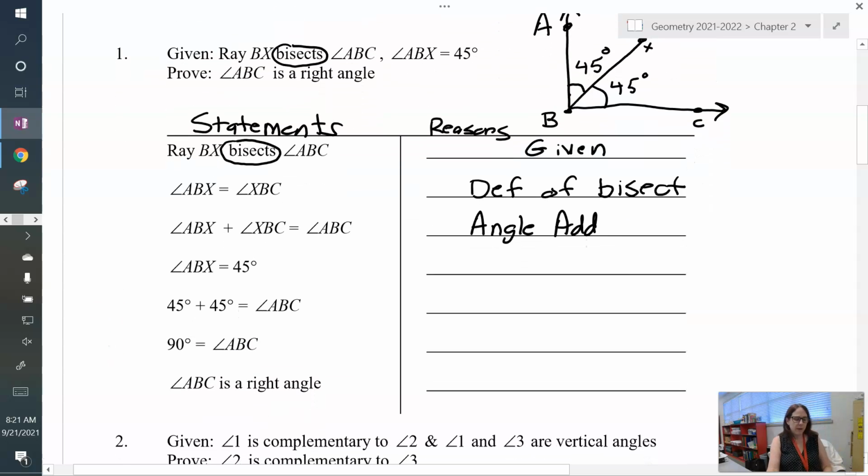Okay. Next thing is we have angle ABX equals 45 degrees. Well, check up in your given. It's right there. So this is a case where we didn't put all the given at the front. You can, it's probably easiest to just put all your given in the first step. But you don't always have to. You can also put it in later. So that's a given.